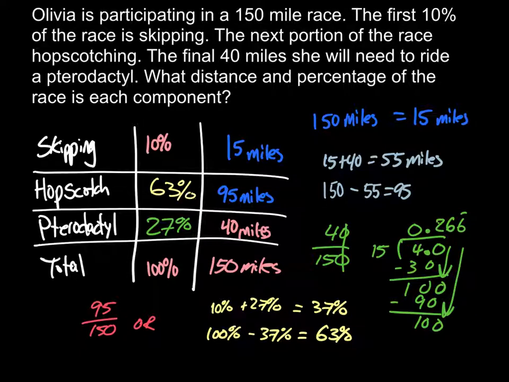And from there, we're able to fill in all of the different blanks. And you need to keep in mind that your hopscotching and your pterodactyl riding are approximate values because we did round here. So this is also a rounded value, but it would be rounding to the nearest whole.